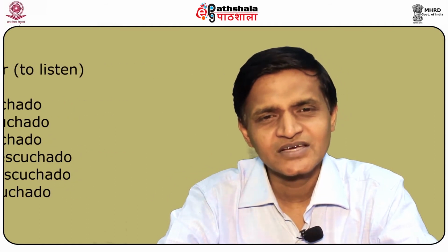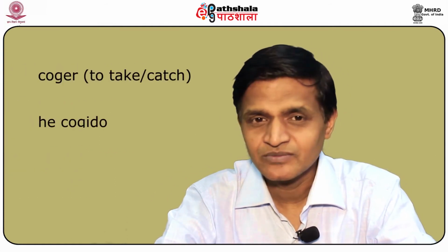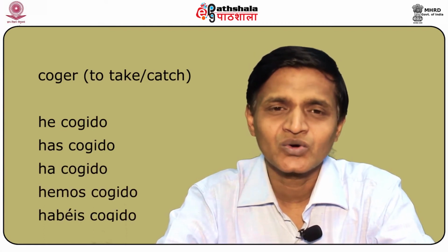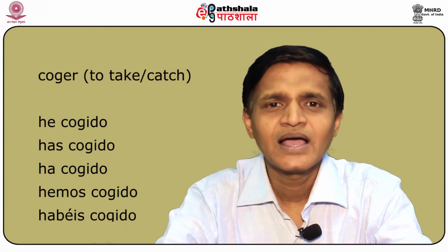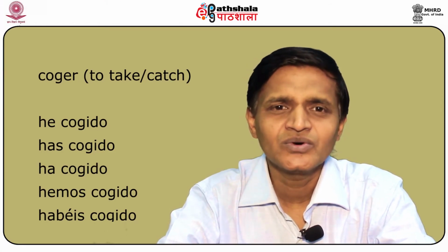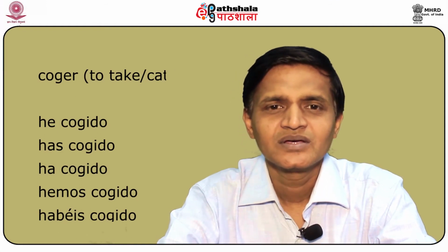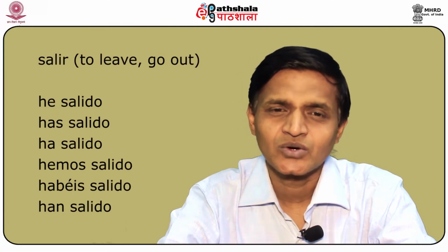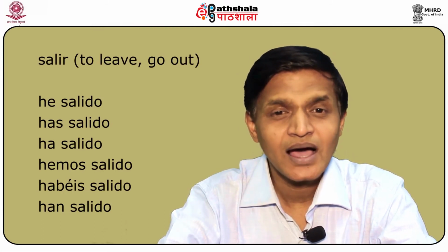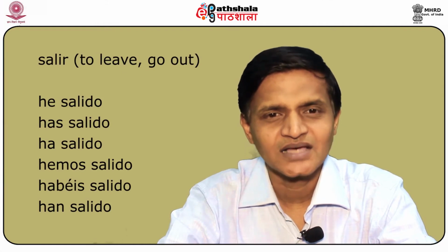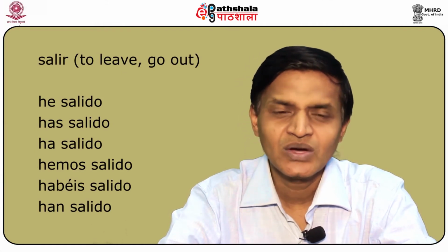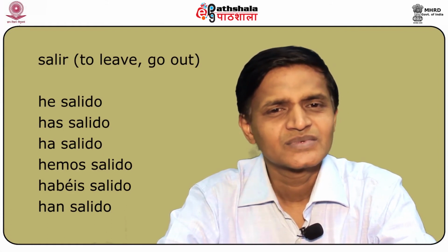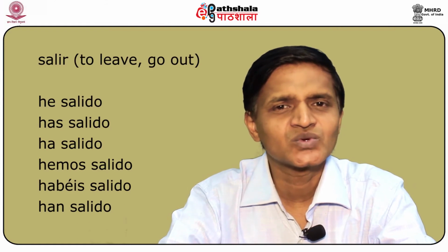Let us pick up the second verb, which is coger. In the same sense, we use he cogido, has cogido, ha cogido, hemos cogido, habéis cogido, and han cogido. The last verb that we would like to do over here is salir. So, the conjugation would be he salido, has salido, ha salido, hemos salido, habéis salido, and han salido. So, it is very easy once we get to know the rules.